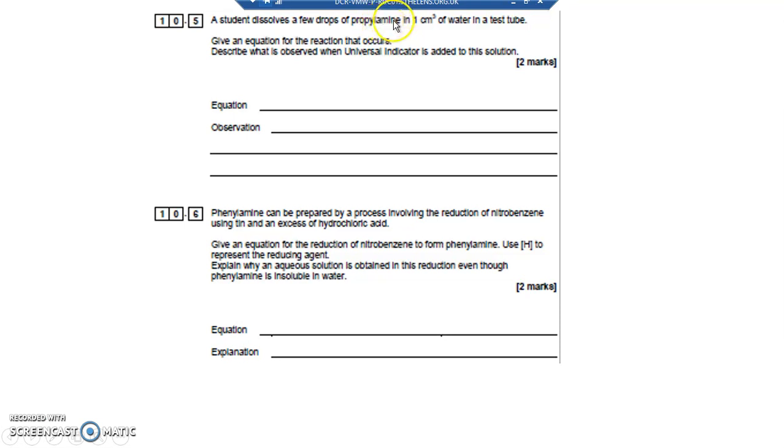So if it accepts H pluses from H2O, this is what happens. Propyl, CH3, CH2, CH2, NH2, and from the water it accepts an H plus because it's a base, an H plus acceptor. If it accepts an H plus from the H2O, the H2O has lost an H and it's become OH minus. Observation, if that's a base, then it's going to go blue, the indicator, so the indicator goes blue.